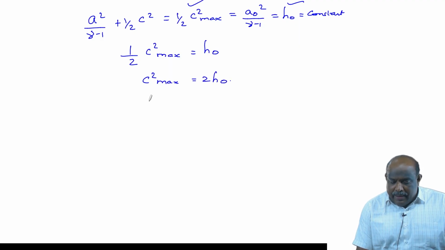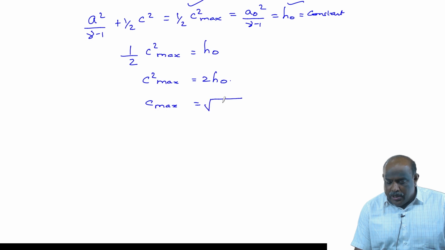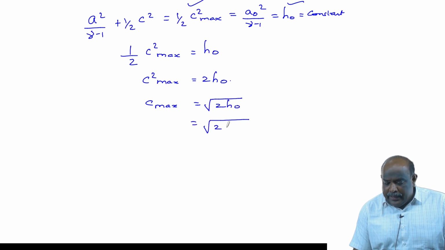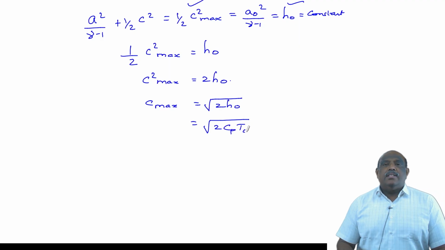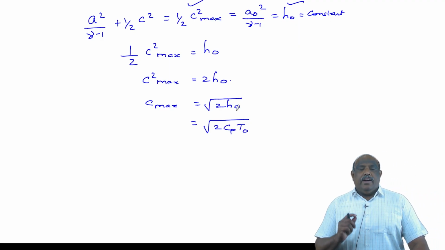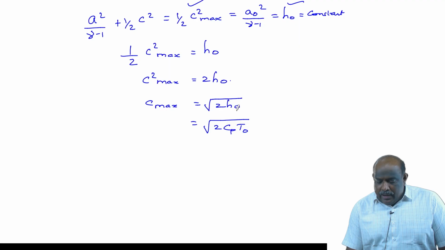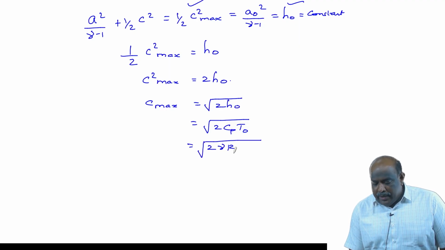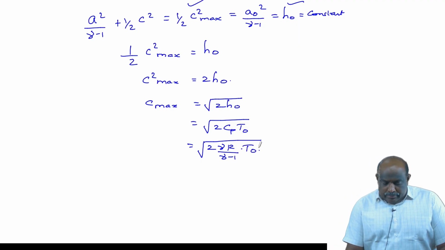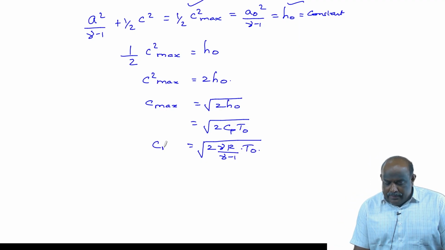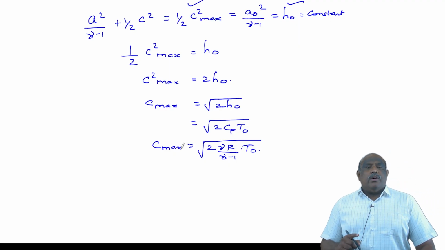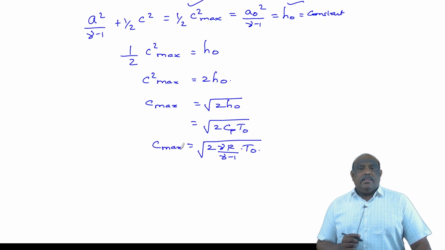From this, what is C max? I have to take the square root on either side. So square root of 2 into H naught. What is H naught? We already know that it is nothing but Cp into T naught. Because H naught is there, T should be equal to T naught. What is Cp? Already we know, Cp is gamma R by gamma minus 1. So C max is the square root of 2 into gamma R by gamma minus 1 into T naught. Now, what is the square root of gamma R T naught? It is nothing but A naught.